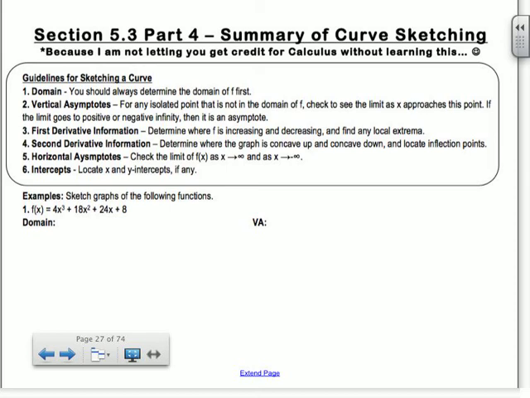Is there anything that's making it undefined? No. So the domain is negative infinity to infinity. Vertical asymptotes, we don't have a denominator, so we're not going to set our denominator equal to 0, so vertical asymptotes are none.